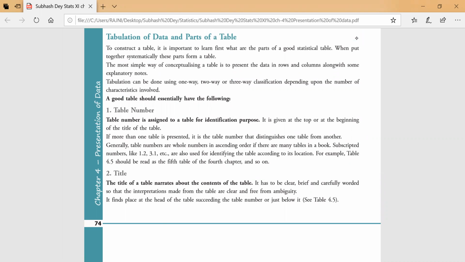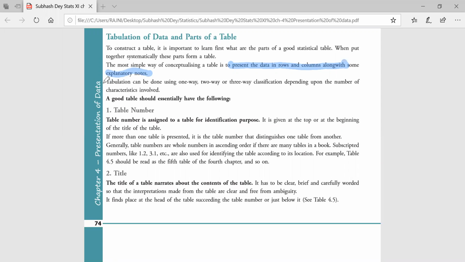If you want to construct a table, you just have to understand simply the parts of a table in a deep manner, so that you can prepare a table very easily or in an efficient manner. Simply, in order to represent a table, you just have to present the data in the form of rows and columns, especially along with some explanatory notes.